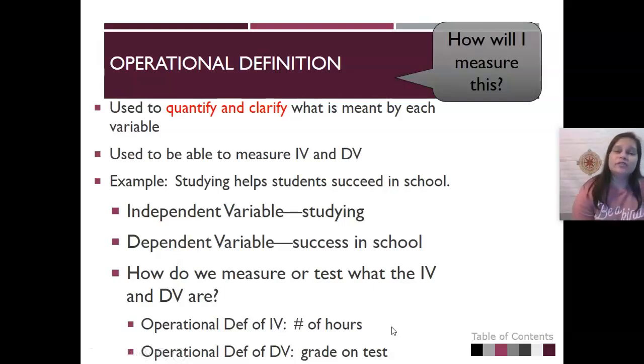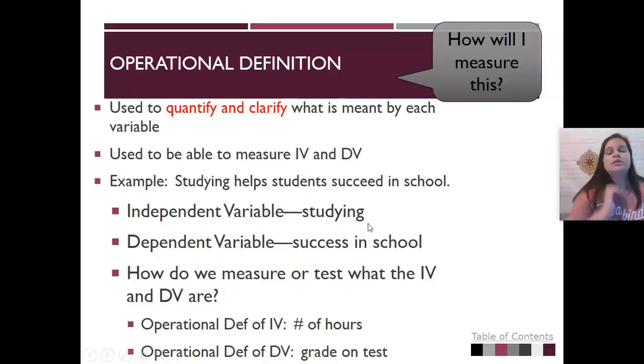Again, we said that we have to clarify, how will we measure our dependent variable? What are we doing for our independent variable? And again, ultimately, we want it to be clear enough that if somebody else were doing this research, they could do it the exact same way that we did it. Or if somebody were reading about our research experiment results, they would understand clearly how we did our experiment. So they're used to be able to measure our IV and our DV.